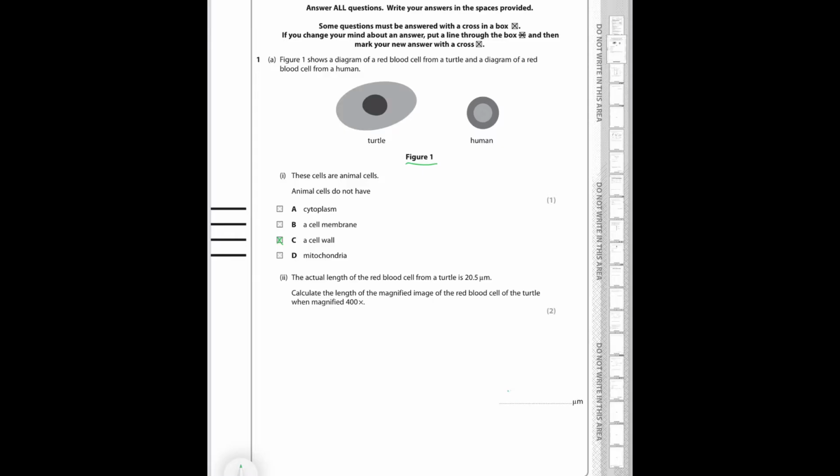In part 2, the actual length of the red blood cell from a turtle is 20.5 micrometers. Calculate the length of the magnified image of the red blood cell of the turtle when magnified 400 times. So to calculate the length of the magnified image, it is the actual length multiplied by magnification. And our answer works out at being 8,200 micrometers.